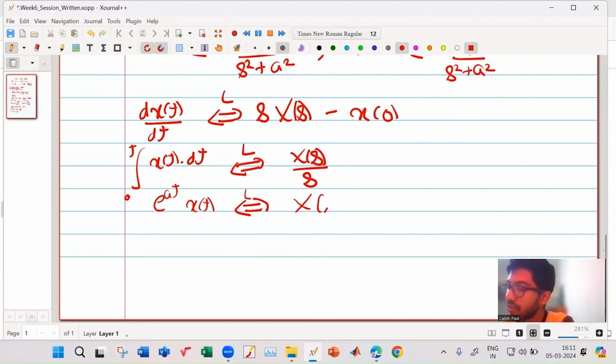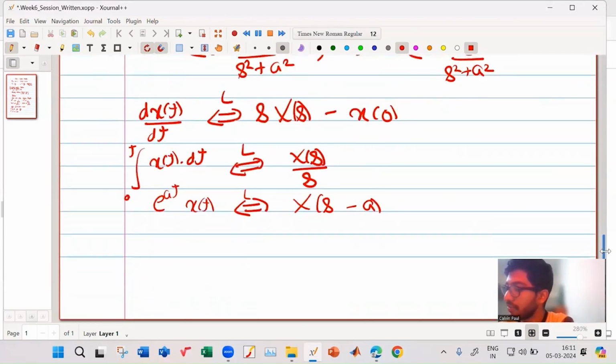Okay, this Laplace transform is X of s minus a. So for an example, let us consider e raised to at sine bt. We know for sine bt, the Laplace transform is... what is the Laplace transform of sine bt?